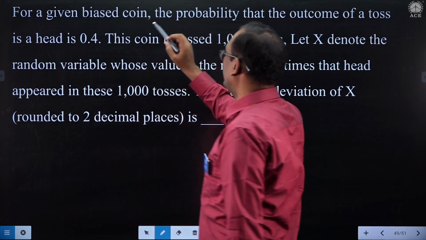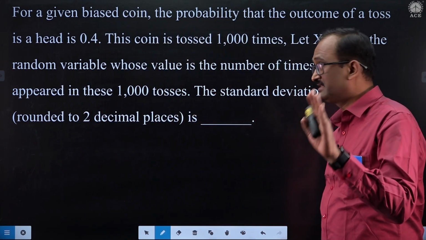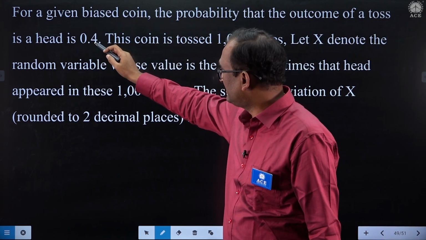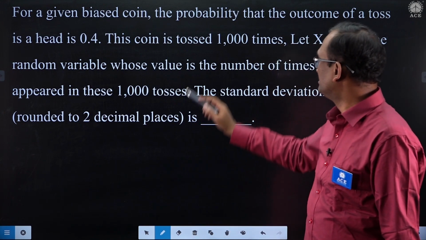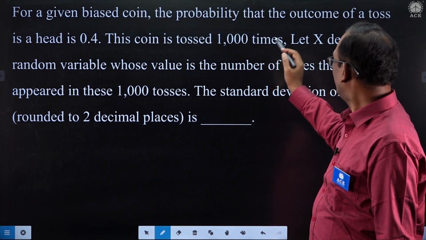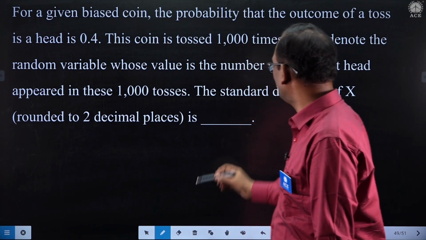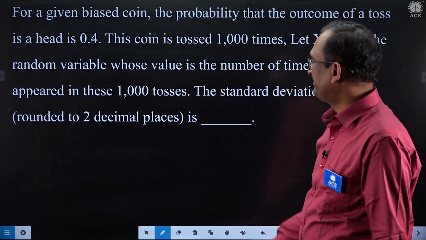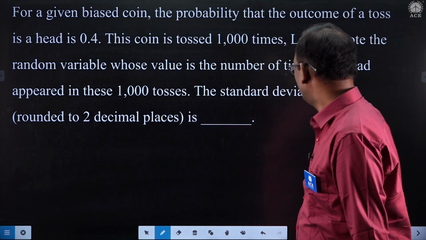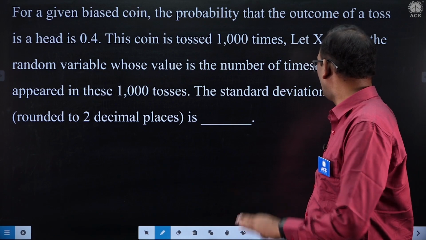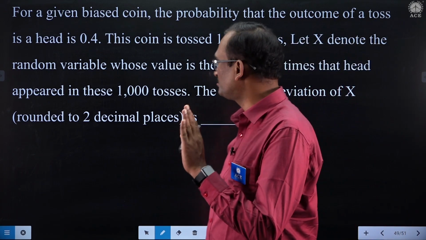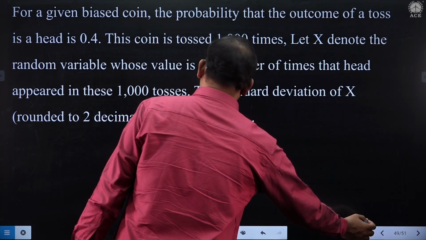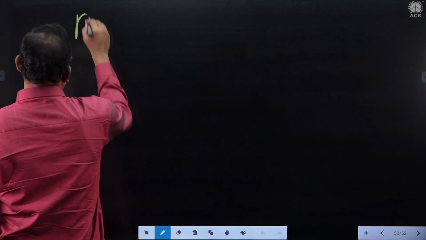For a given biased coin, the probability that the outcome of a toss is a head is 0.4. This coin is tossed 1000 times. Let X denote the random variable whose value is the number of times the head appears in these 1000 tosses. The standard deviation of capital X rounded off to 2 decimal places is what?